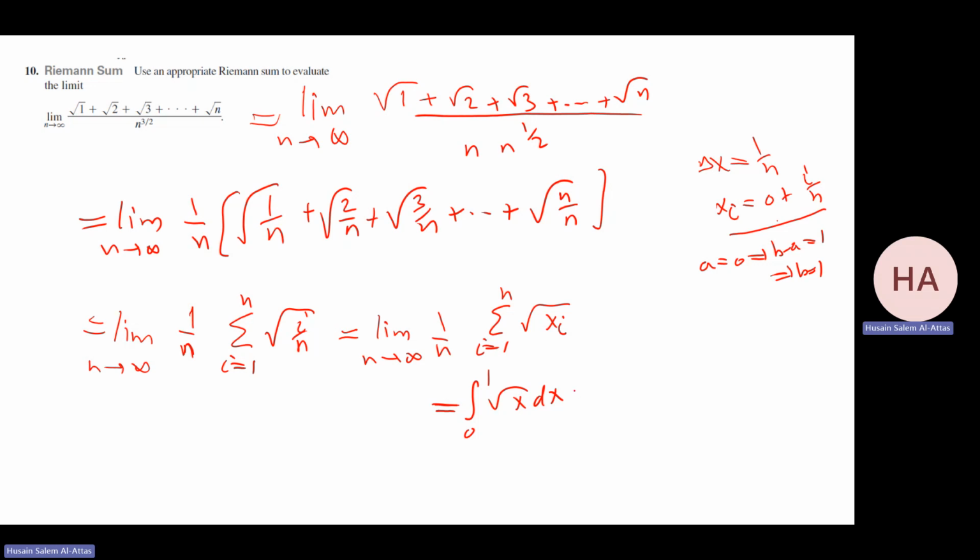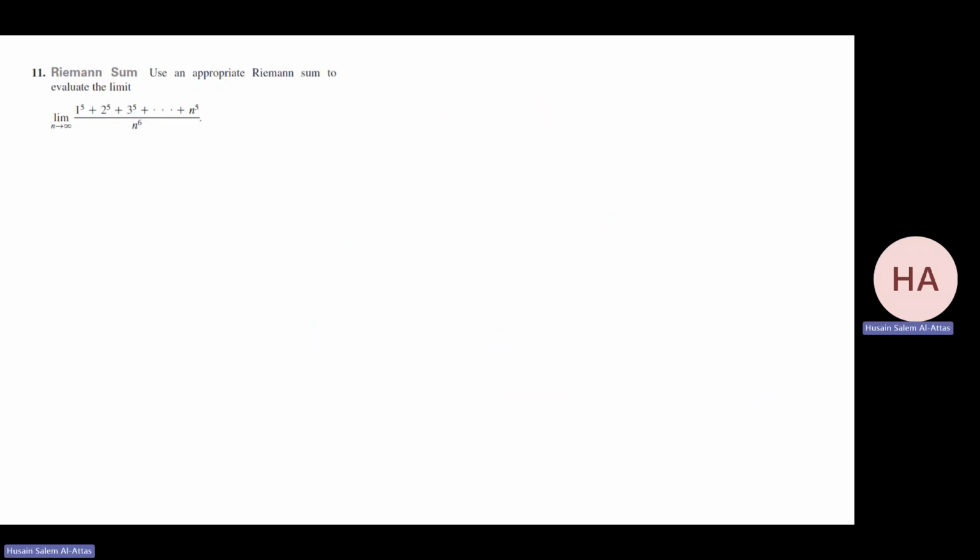Which is, I know how to do it. This will be 2 over 3, x to the power 3 over 2, from 0 to 1. That will be 2 over 3. Okay. This one, I think it will be easier.